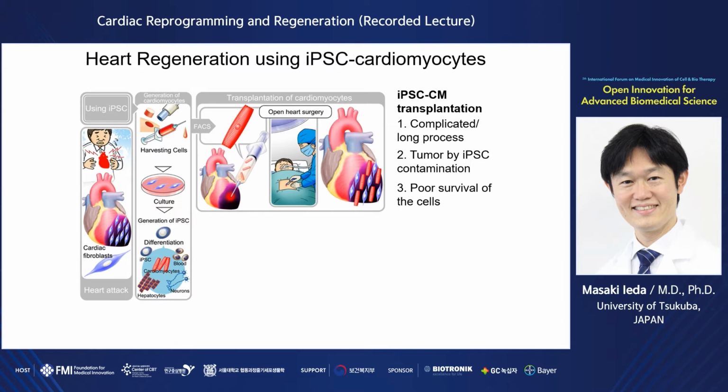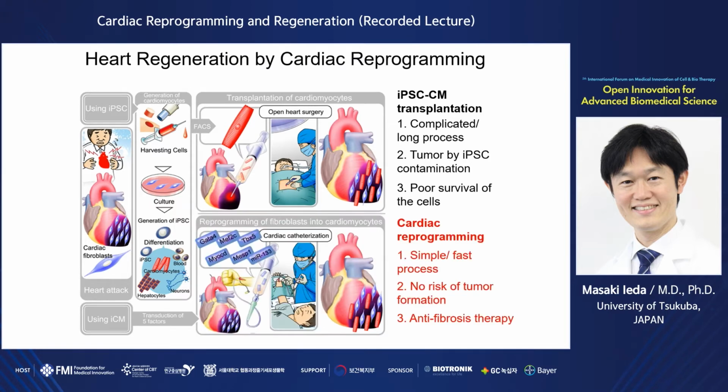This is a quite promising strategy, but there are several issues before clinical applications. First, this is a complicated and long process. Second, as I showed, there is a possibility of making tumor by iPS cell contamination. Third, poor survival of the transplanted cardiac muscle cells, because cardiomyocytes need a lot of nutrients and oxygen, so the environment might not be good for cell survival. And also, you need open heart surgery to transplant a lot of cardiomyocytes in the heart. In contrast, our strategy is using cardiac reprogramming to regenerate the heart, as shown in the lower panel.